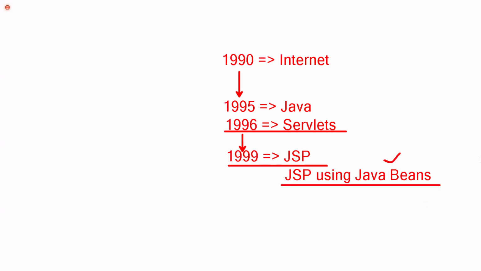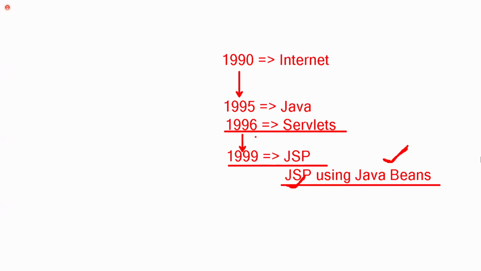Because if you write the JDBC code separately, and the presentation and business logic separately, it is much better. It is the easiest way. That's why this became popular. After a few days, MVC came. With that, more benefits are there.